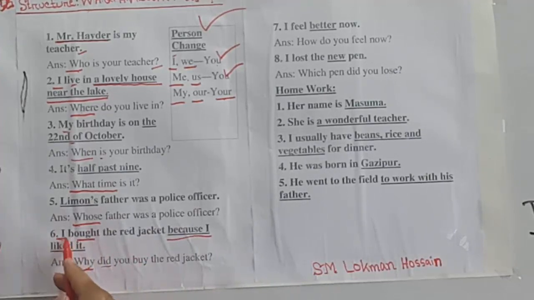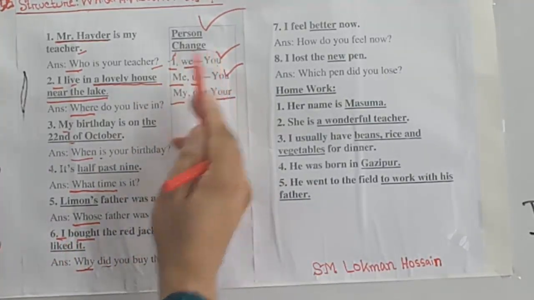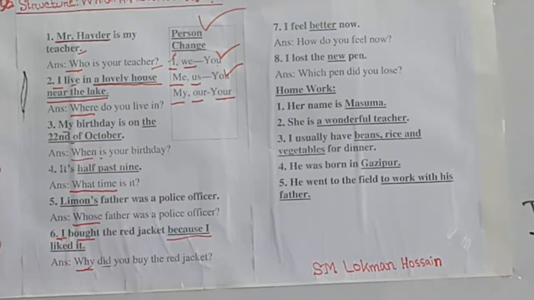Why did? Then I will be changed to you. Then, why did you buy the red jacket? Be careful here. It's very important. This bought has been changed here to buy. Why? What's the reason? Because here the past form of the word is used, but here you also indicate the past form with did. That's why you can't use the past form of the verb again. Okay? Why did you buy the red jacket?